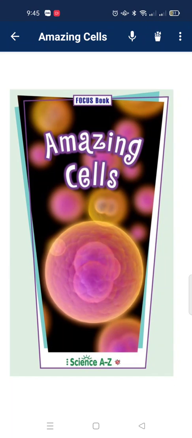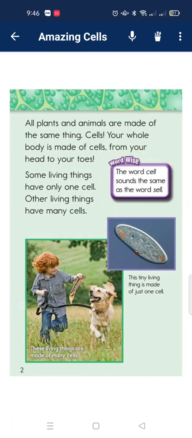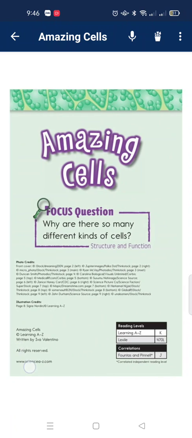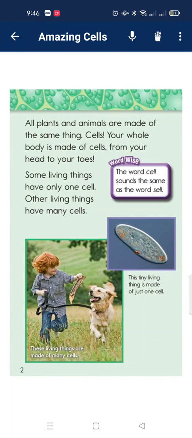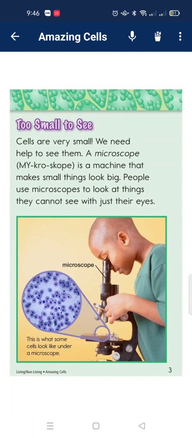Now, amazing cells. All plants and animals are made up of the same thing: cells. The whole body is made of cells, from your head to your toes. Some living things have only one cell. Other living things have many cells. This tiny living thing is made of just one cell. Too small to see.